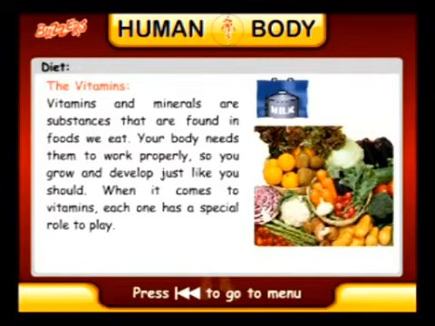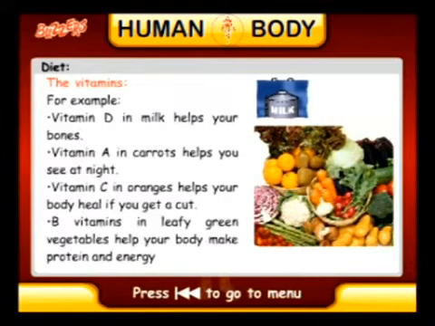Vitamins. Vitamins and minerals are substances that are found in foods we eat. Your body needs them to work properly, so you grow and develop just like you should. When it comes to vitamins, each one has a special role to play. For example, vitamin D in milk helps your bones. Vitamin A in carrots helps you see at night. Vitamin C in oranges helps your body heal if you get a cut. B vitamins in leafy green vegetables help your body make protein and energy.